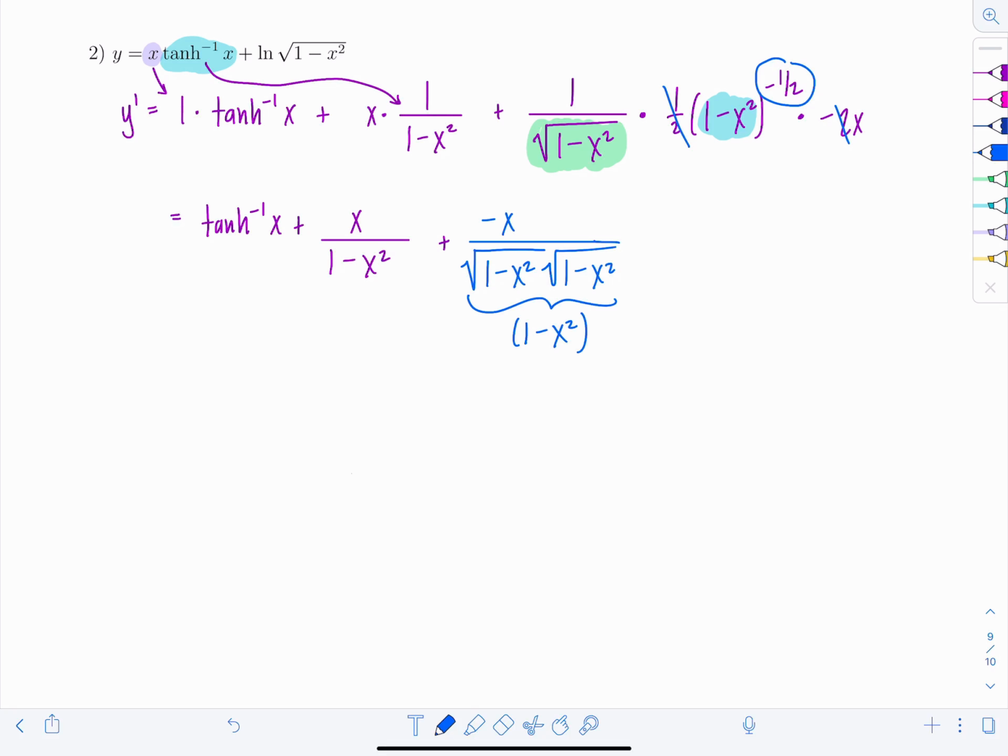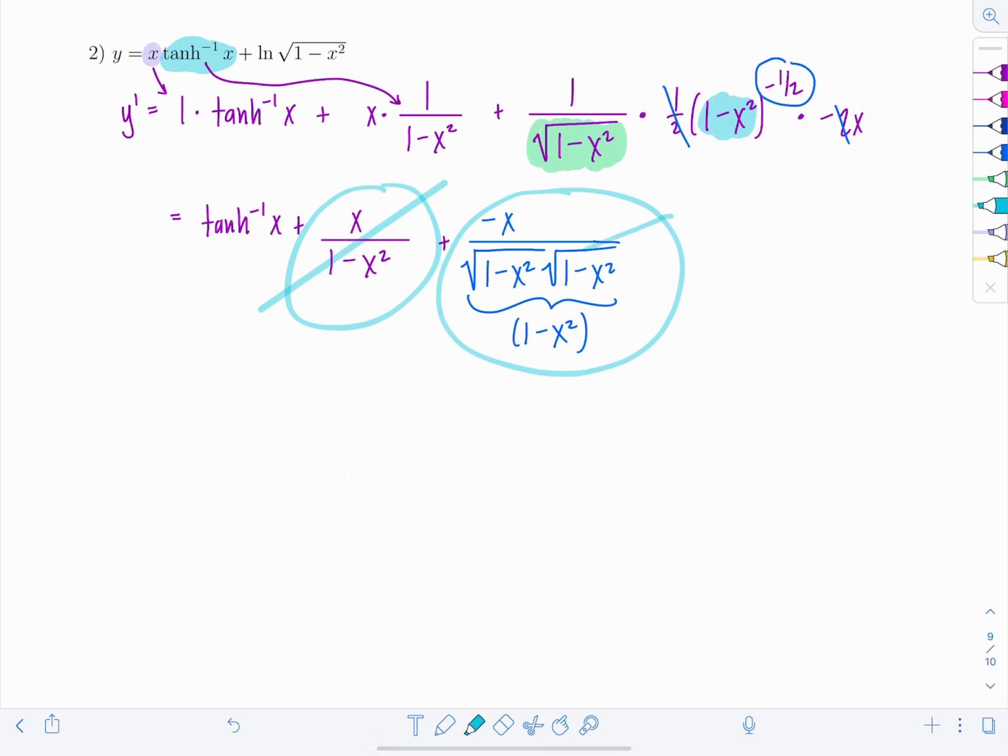Do you see what we can do? This is the same term as this. So they just cancel out. Goodbye. And we are left with tangent inverse of x. Oh my goodness. Someone wrote that problem so it would turn out fun like that. See? So we thank them because that was thoroughly enjoyable.